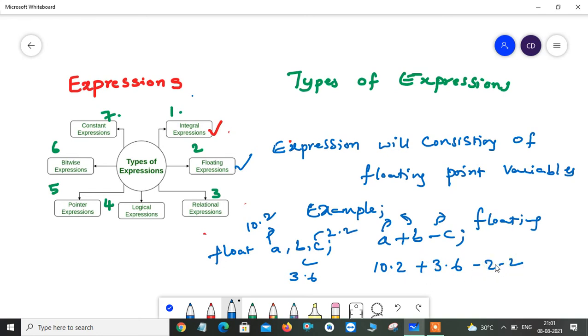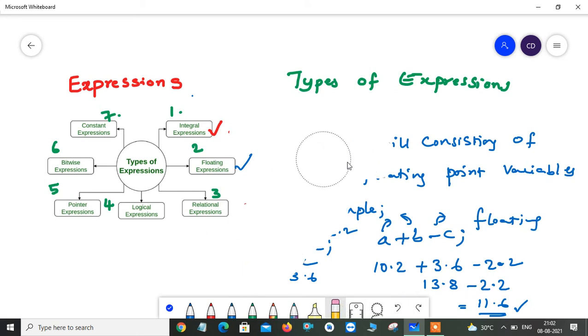So now, this can be added first. Now we get 13.8. Then you can subtract 2.2 from this. Now you are getting 11.6 as your answer. So for floating point expressions, it will return an answer of type floating point. Okay, so this is about a floating point expression.